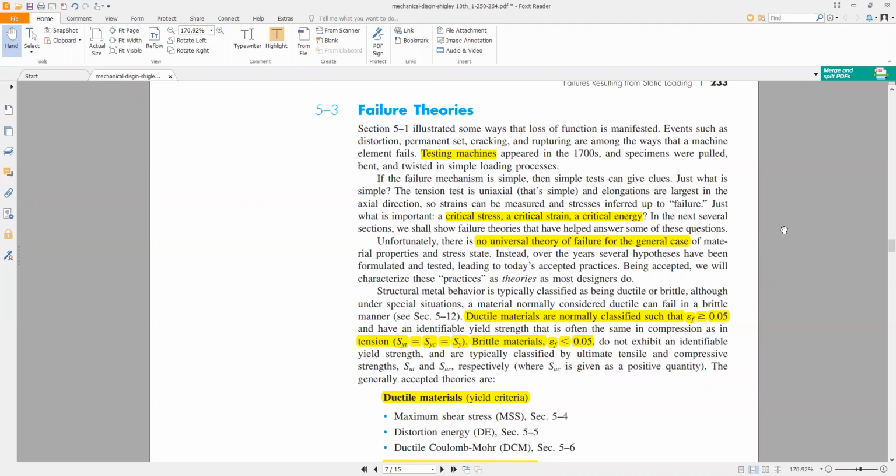Okay, so the second part of this is failure theory. This one is new. You will experience quite a lot of formulas, but don't worry, we just listen first. Then we will go through an example later on. So, failure theory.